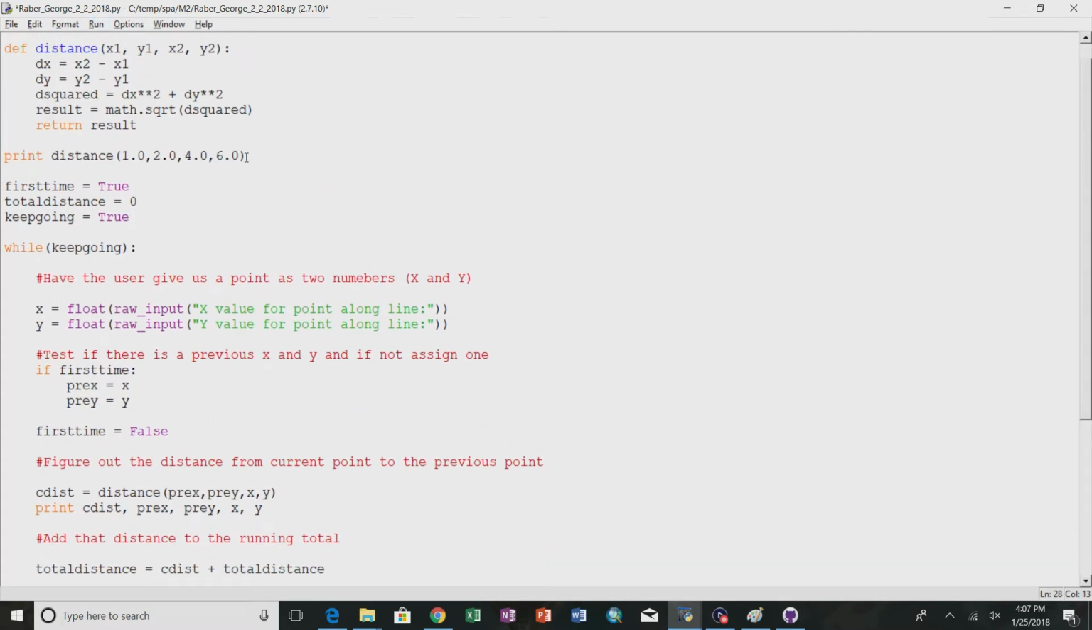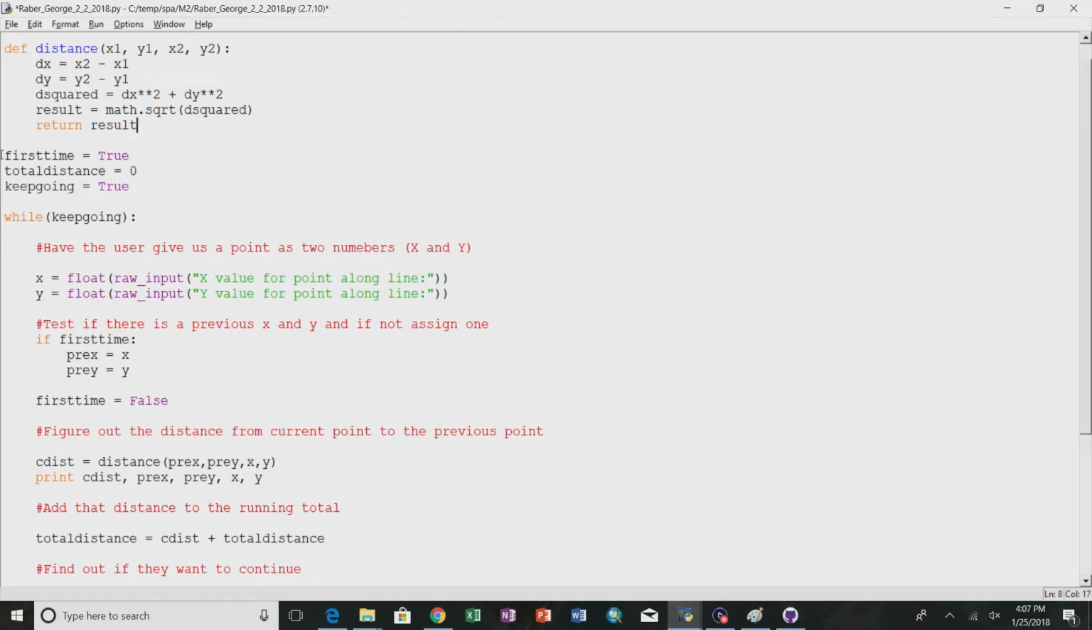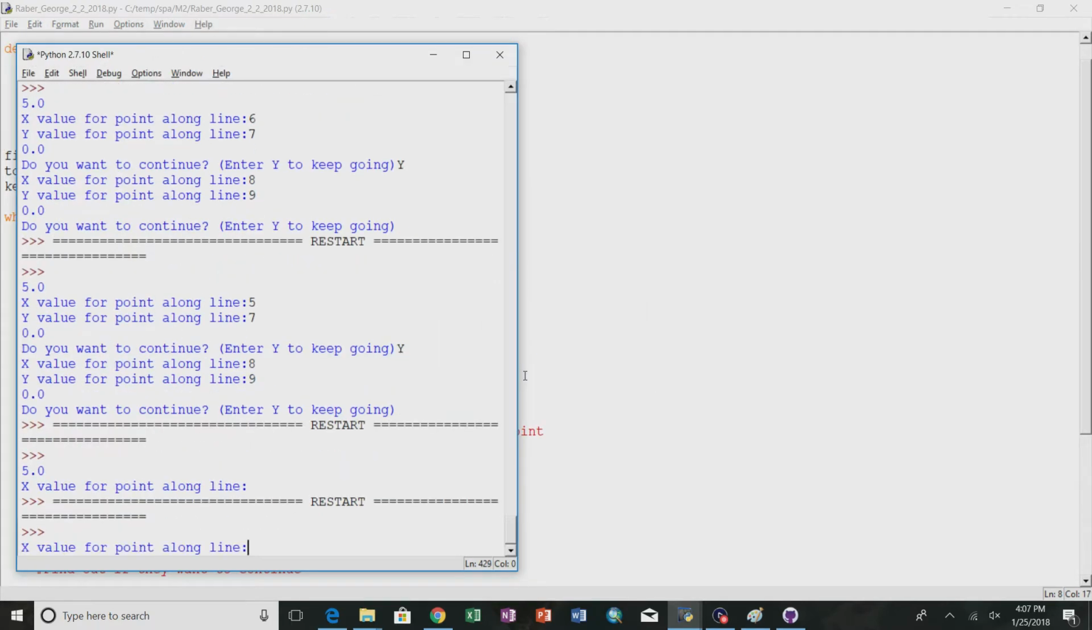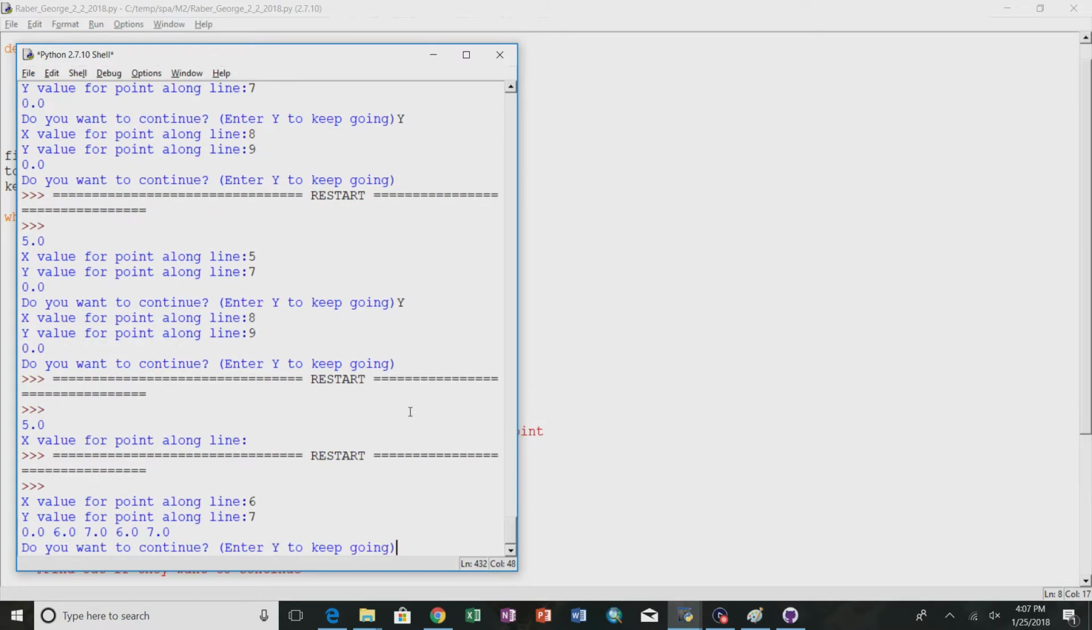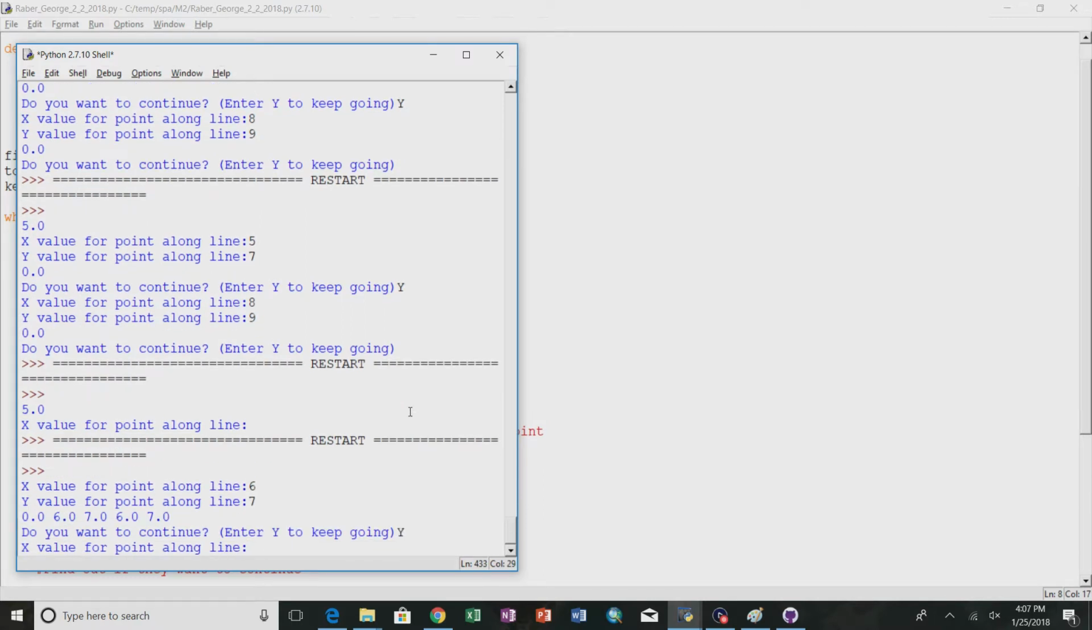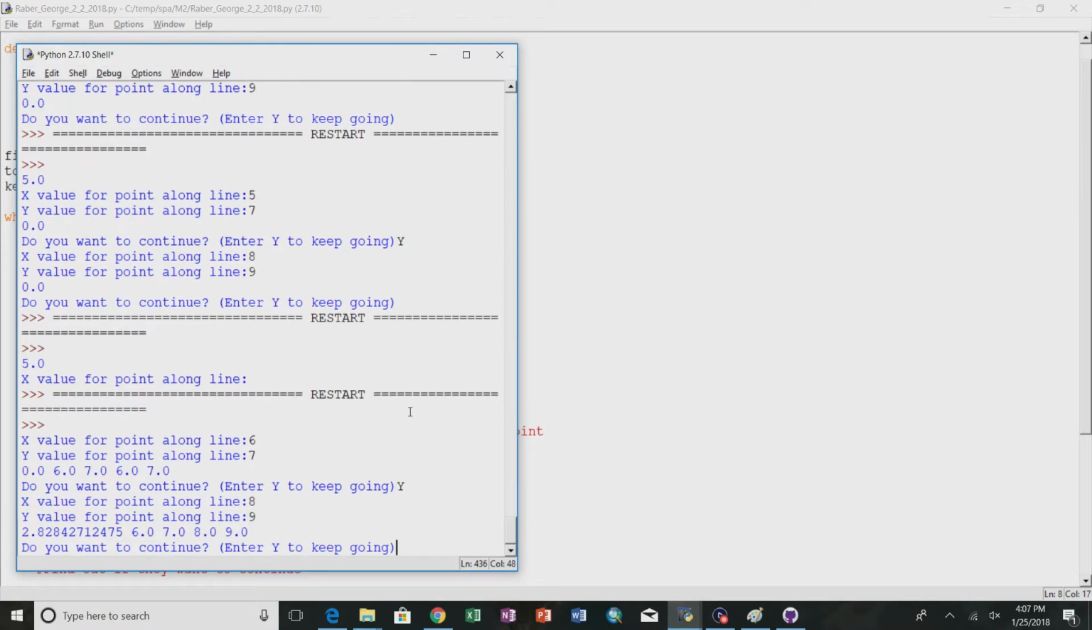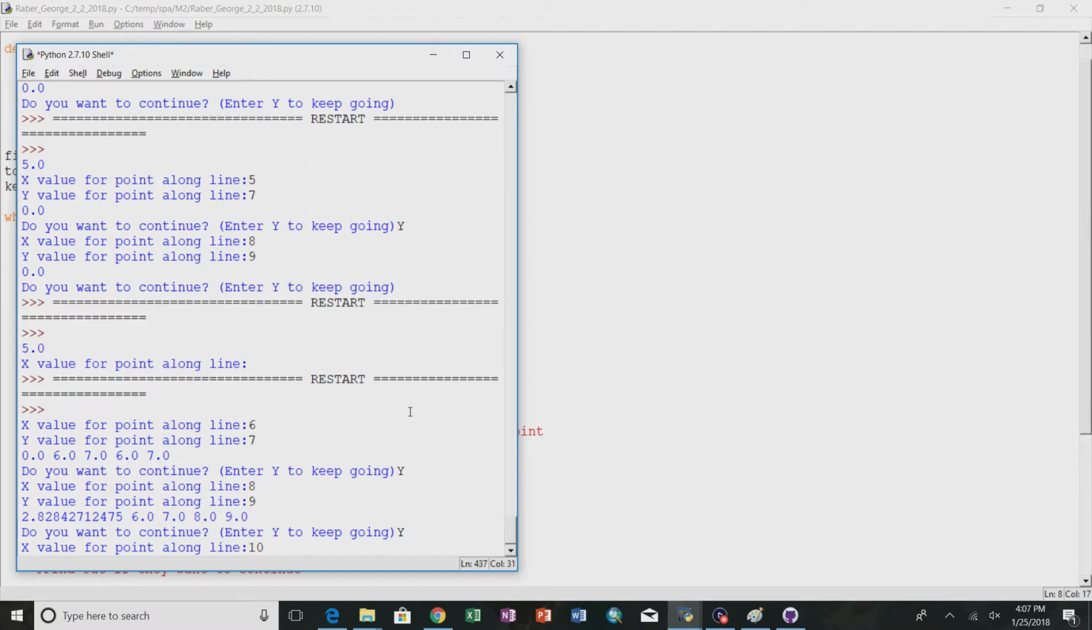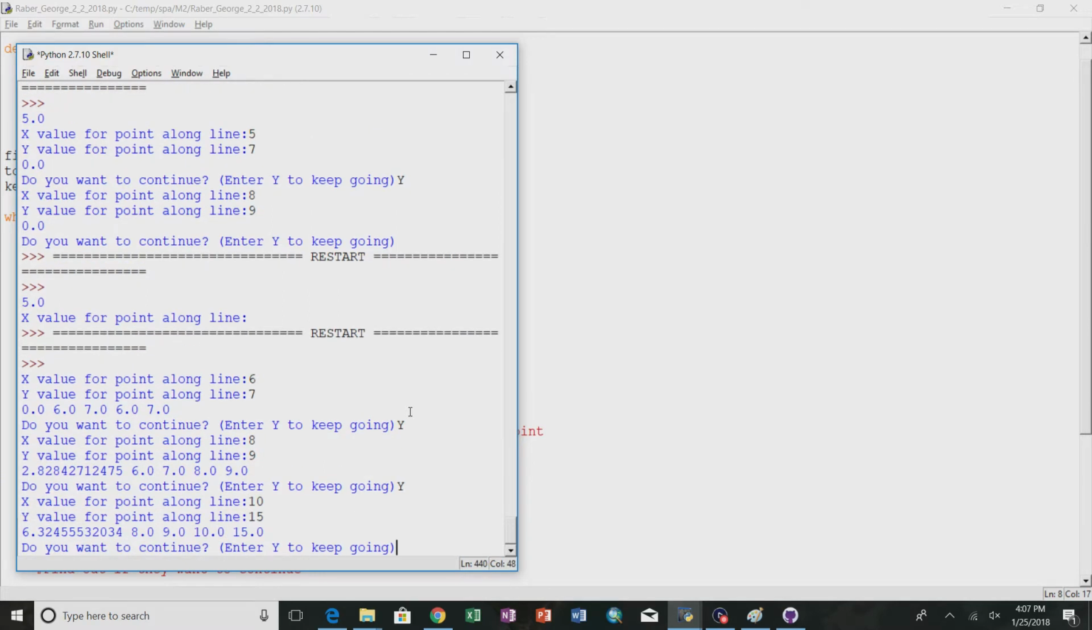Where's that first print? I'm going to take this print statement out, because that's not required. That's just a test. Okay. So 6, 7. Yeah, keep going. 8, 9. Cool. That works. 10, 15. So that running total is now working.